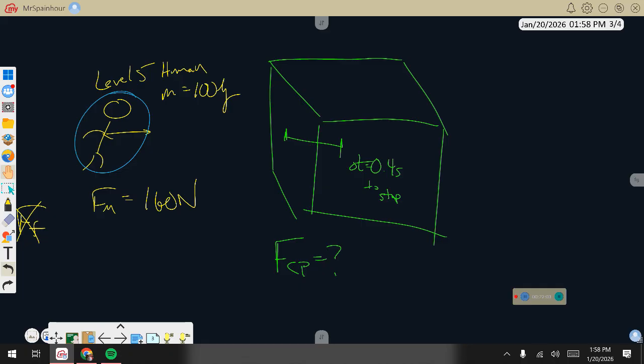All right, so here's the question. The force of muscles on this person is 160 newtons. They have a mass of 100. We're going to say no friction in this particular case, and the question is to find the force that the cube puts on the person once they enter. Which way should the cube push on the person when they enter? Yeah, back to the left. Just doing a quick force diagram here.